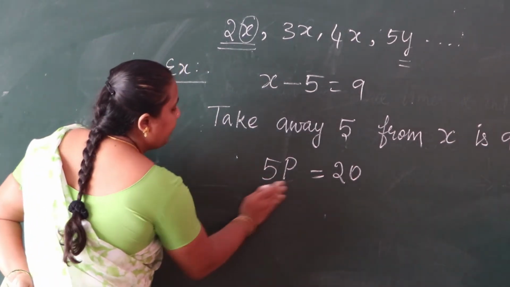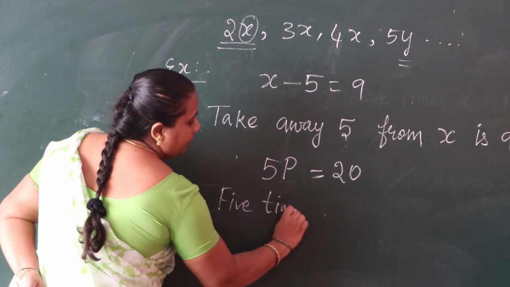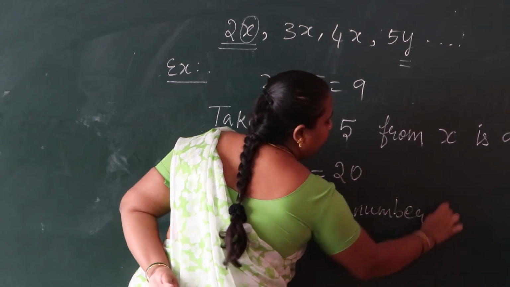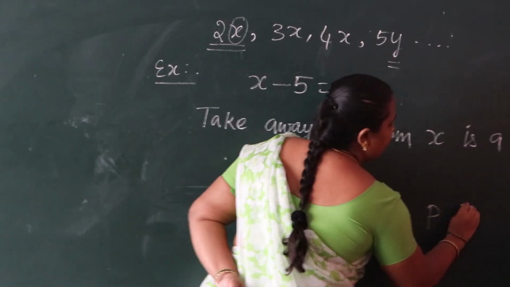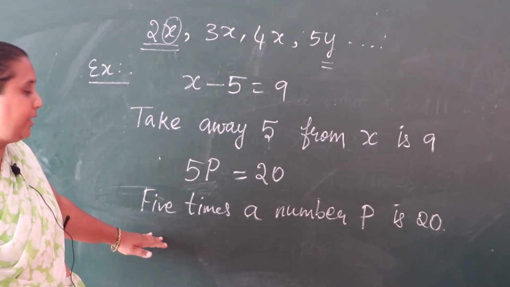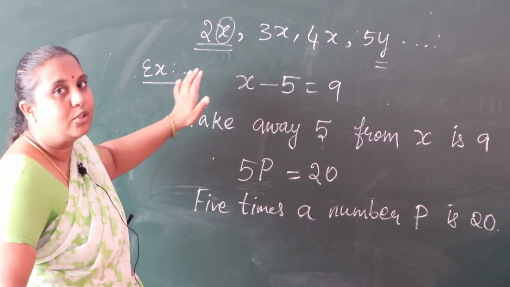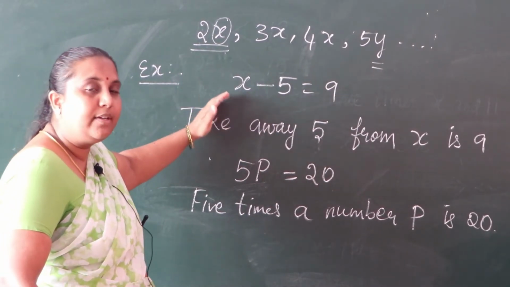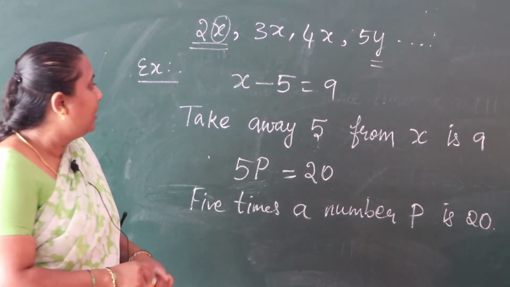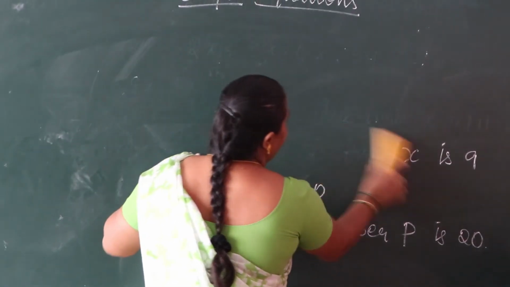So how to write it in statement form? 5 times a number p is 20. So understood? That is how to write a statement form as an equation, and an equation as a statement form. Okay, and now let us understand a question to find out an equation.